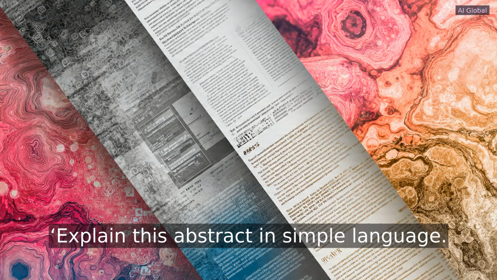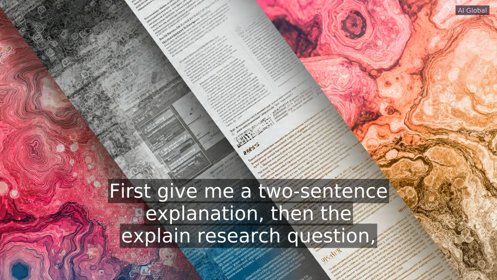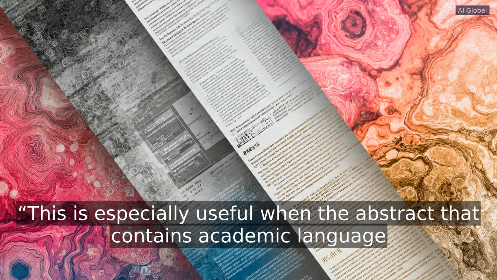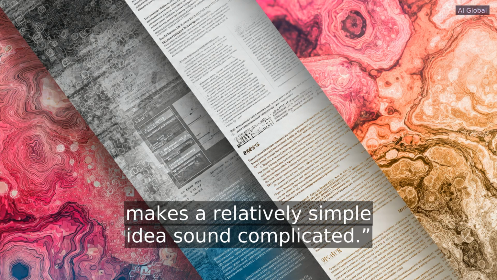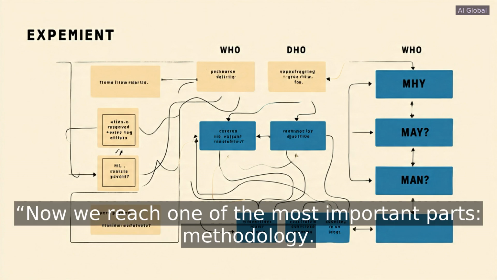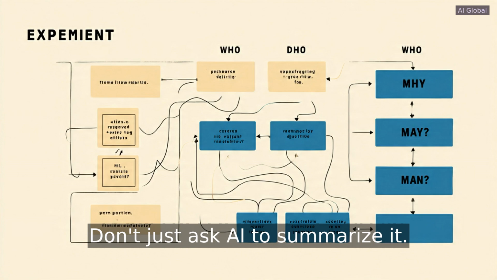Next, let's break the paper down section by section. Start with the abstract. Ask AI, explain this abstract in simple language. First, give me a 2-sentence explanation, then explain the research question, method, and main finding. This is especially useful when the abstract contains academic language that makes a relatively simple idea sound complicated.